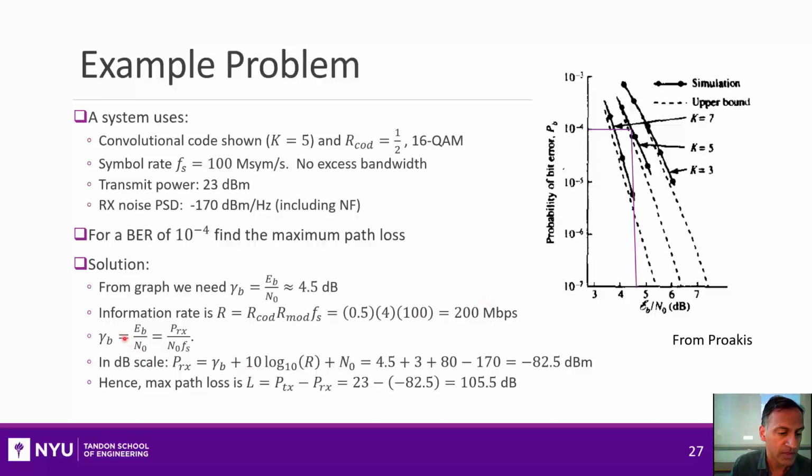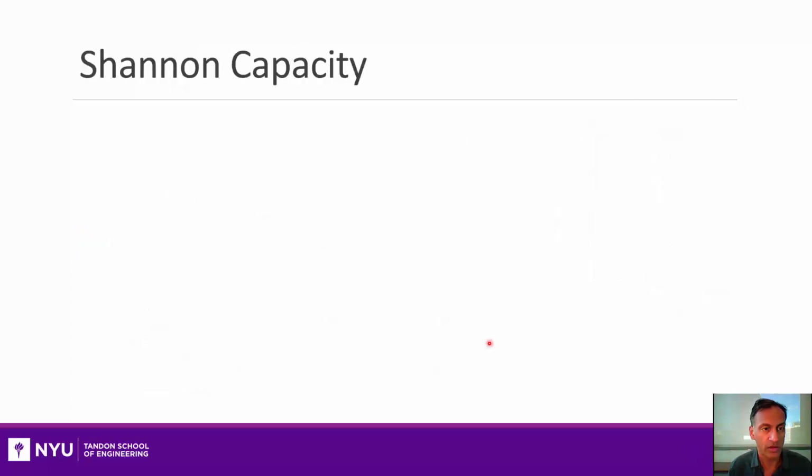Now remember that the Eb/N0 is the received power divided by N0 times the rate. Or in dB scale, we could write it like this. So now I can say here that the received power has to be this Eb/N0 plus this rate plus the thermal noise, and again in this case they have minus 82.5 dBm according to this graph here. Since we subtract the transmit and receive power to get the path loss, the maximum path loss in this case would be about 105 dB. All right, so that's how you do a typical requirement.